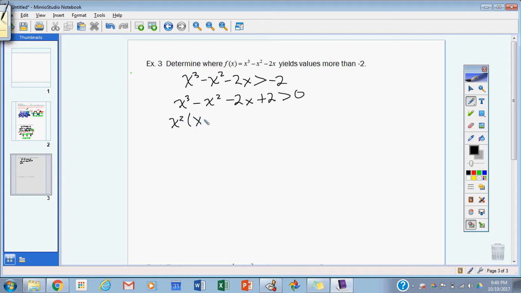So x squared onto x minus 1, and then take that 2 out, and then we have x minus 1, and that works as well for grouping. So now I've got x squared minus 2 times x minus 1 greater than 0.